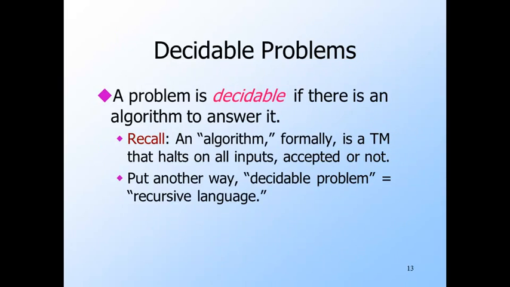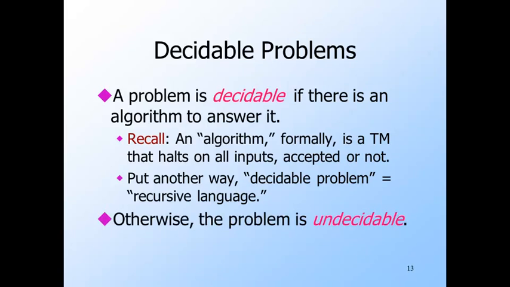When we talk about problems, we use the term decidable. It means that there is an algorithm to answer its question. That is, a Turing machine that accepts the encoded instances of the problem for which the answer is yes, and also halts without accepting the other instances. So a decidable problem is really the same thing as a recursive language, if we think of the language as encoding a problem.